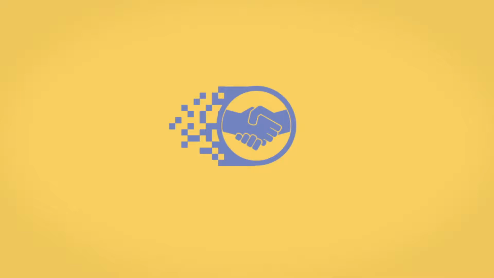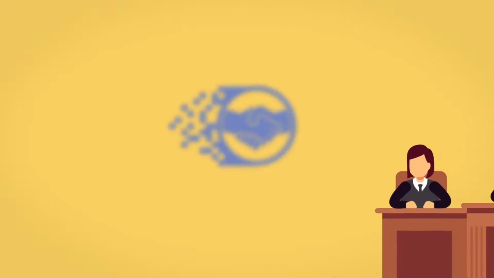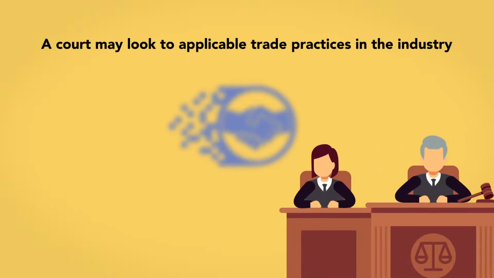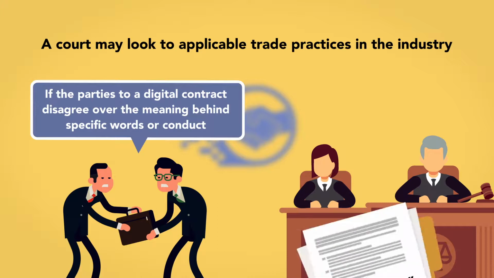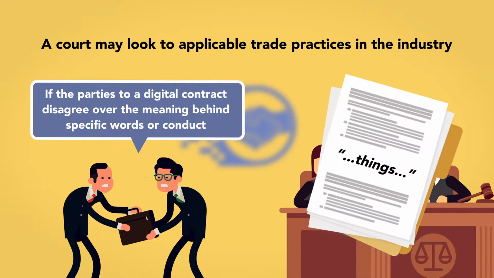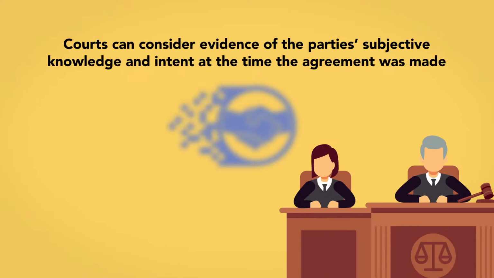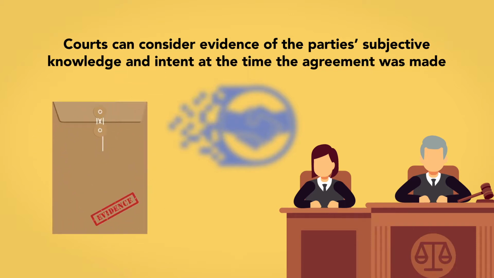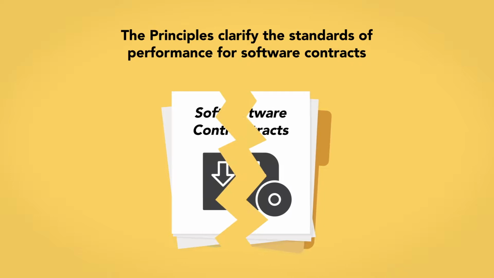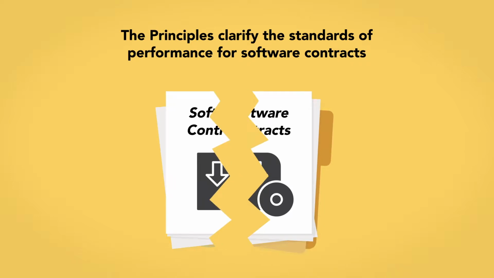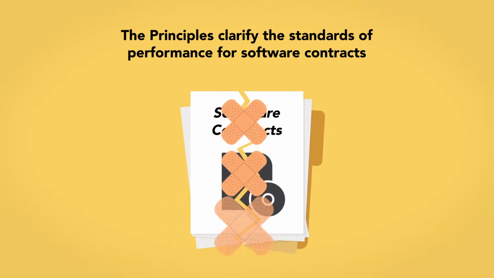If the agreement of the parties is still not clear, a court may look to applicable trade practices in the industry. If the parties to a digital contract disagree over the meaning behind specific words or conduct, or the agreement is ambiguous regarding a fundamental term, courts can consider evidence of the parties' subjective knowledge and intent at the time the agreement was made. Finally, the principles clarify the standards of performance for software contracts, including what qualifies as a breach of the agreement and the remedies available in the event of breach.